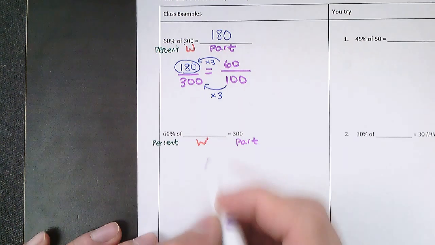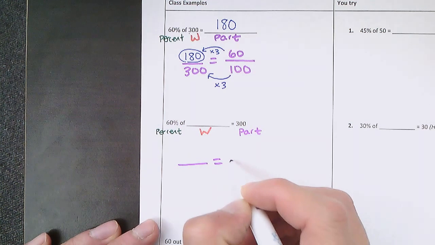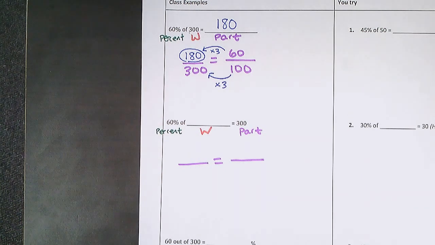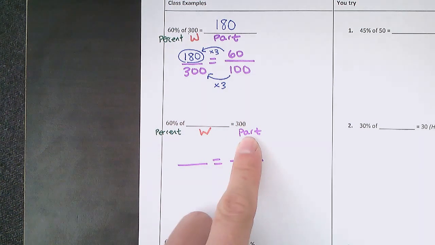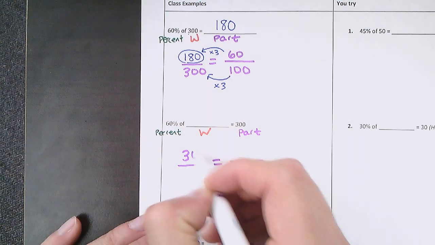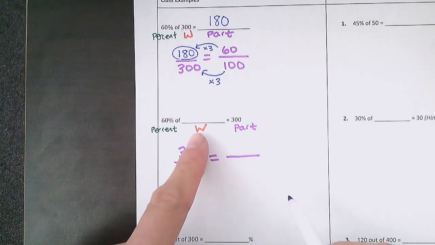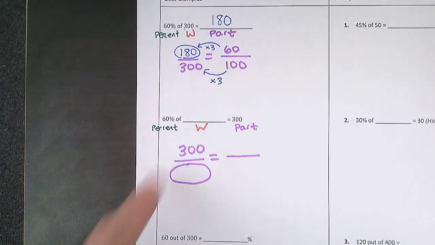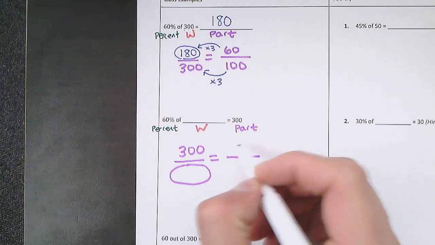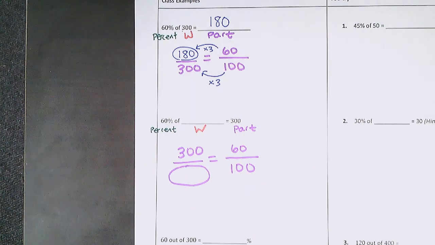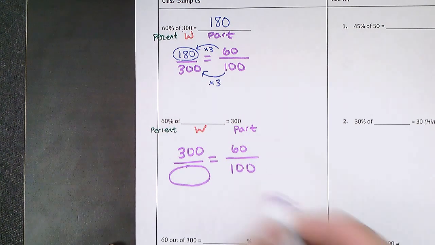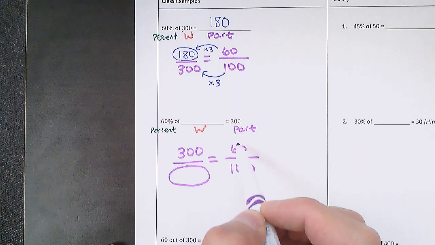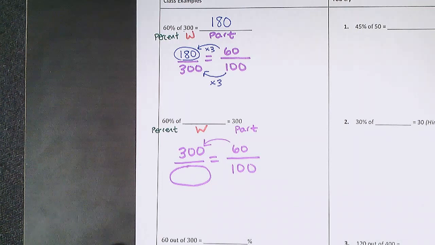Let's set up our equivalent ratio. And we know that the part is equal to 300. So I'll write in 300 for the part. And I'm trying to figure out what the whole is. So what should go here? And I know that the percent is equal to 60. So I can write in this 60% right here. And then I check: 60 times what number gets me to 300, or 300 divided by what number gets me to 60. I'll let you think about that for a second.